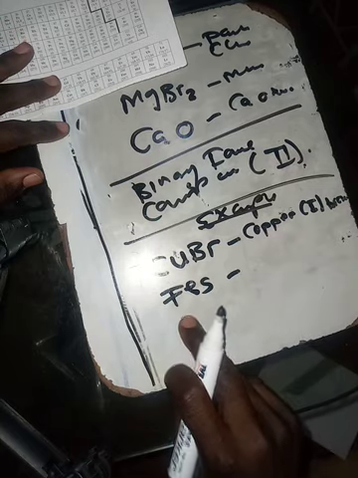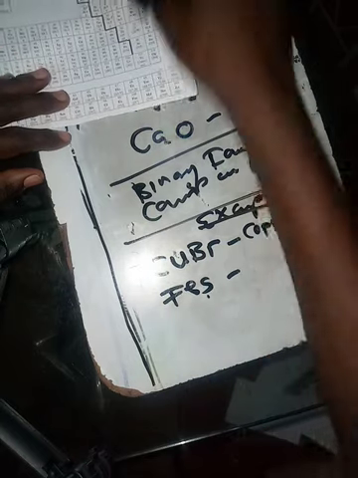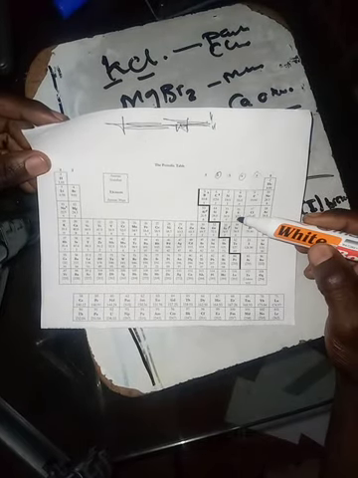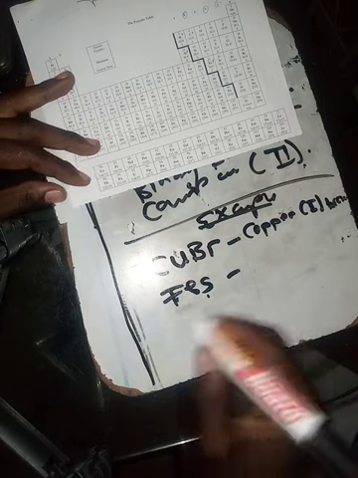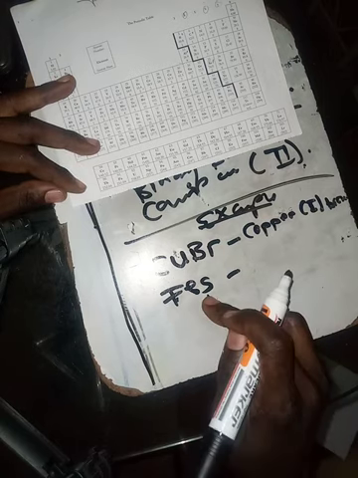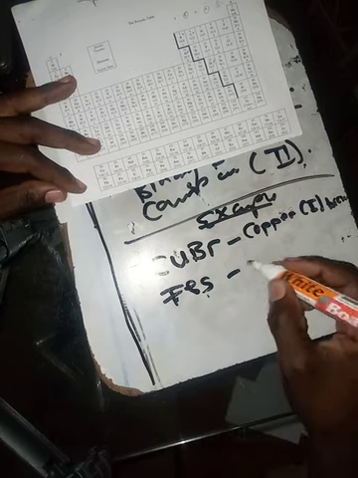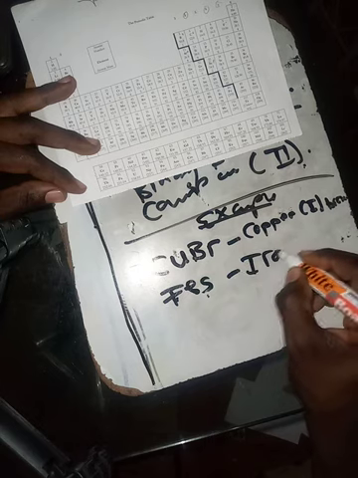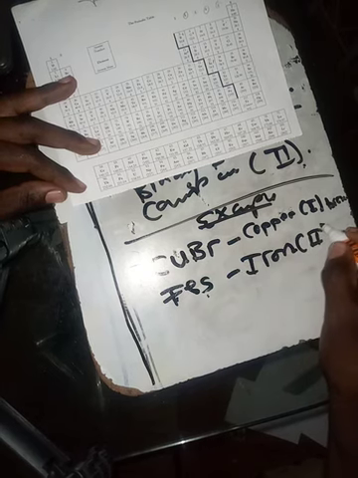Sulfur is in group what? I will check here on the periodic table. It's in group 6. Then this one, it's falling somewhere. I can see it. So this is iron, and this is sulfur. So it has to be written as iron(II) sulfide.